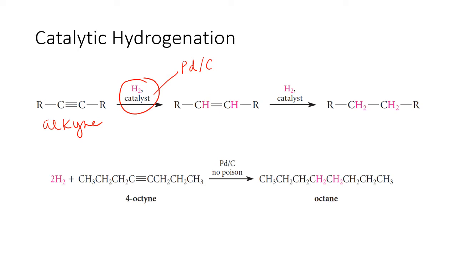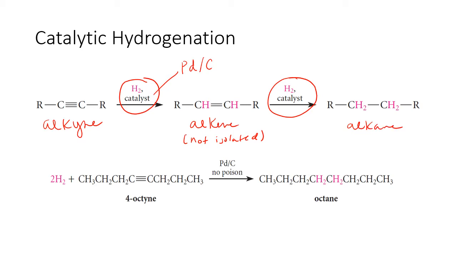What we'll see is with one equivalent, we'll reduce down to an alkene, but the alkene is not easily isolated from this process because it's just too reactive. So it's hard to get just one equivalent of hydrogen exactly. Hydrogen is a gas. And so what will end up happening is the alkene will react with more hydrogen that's present and reduce all the way down to an alkane.